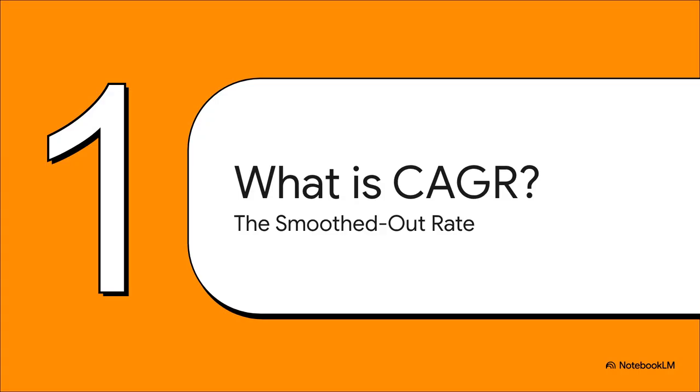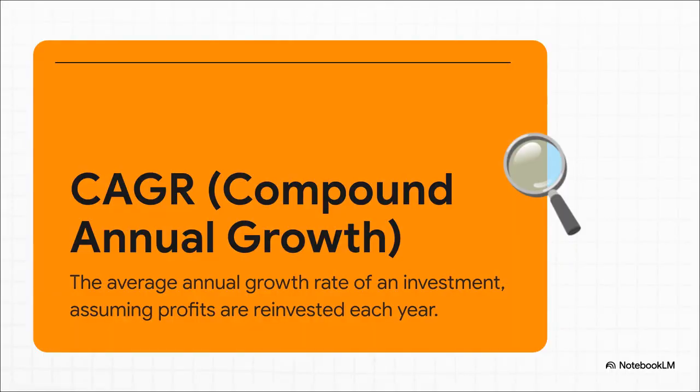What is CAGR? At its heart, it's the perfect answer to that whole bumpy ride problem. Think of it as the smoothed-out growth rate. It's designed to give you one single, clear number that represents the entire journey. Here's the best way to think about it. Imagine your investment's journey is this wild, winding mountain road with huge peaks and deep valleys. CAGR basically bulldozes that road flat and turns it into one steady, consistent uphill ramp. It tells you what that constant, smooth growth rate would have had to be to get you from your starting point to your final destination.